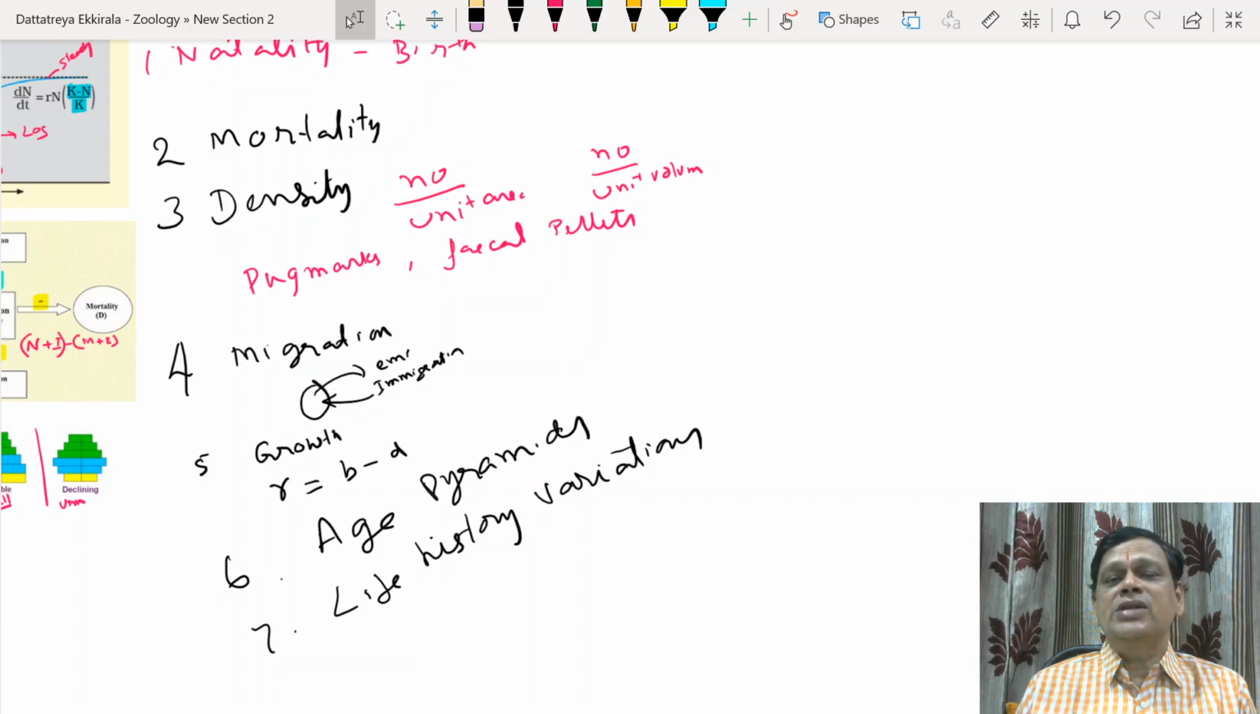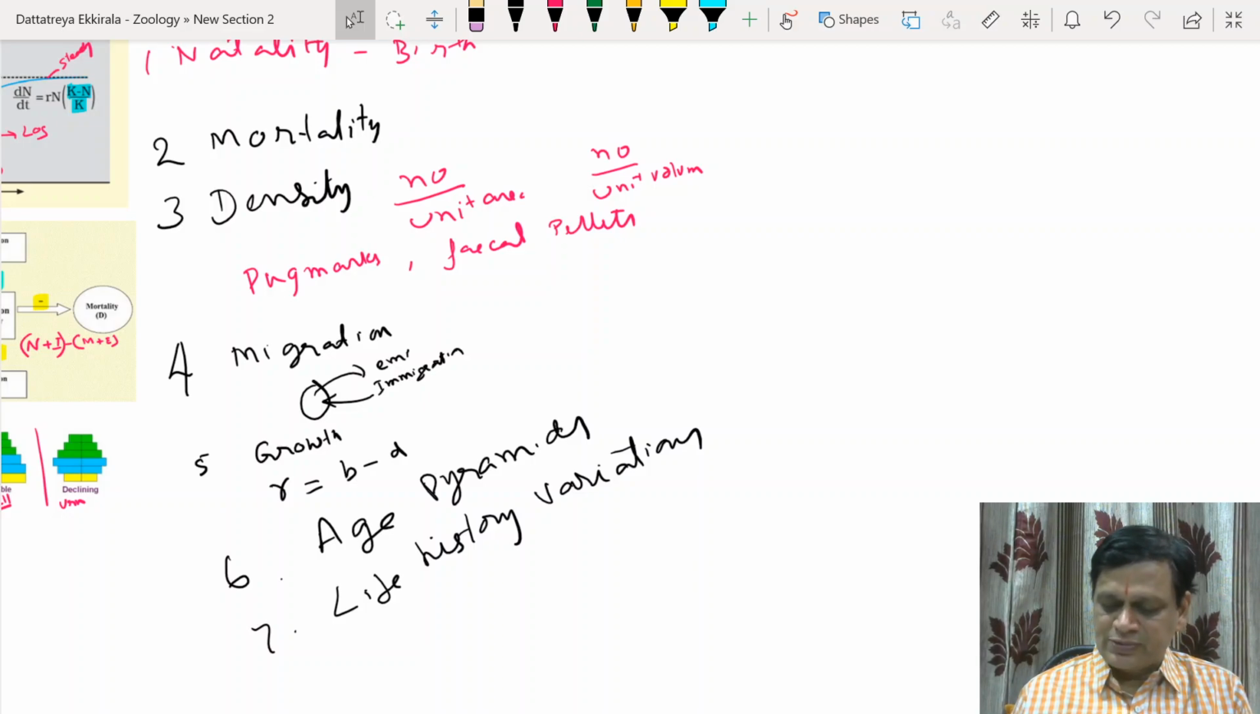So one more point, finally I conclude. A community is a group of different populations living in a particular area, but a population is a group of organisms of the same species living in a particular area. So population is one more important topic in organisms and populations.